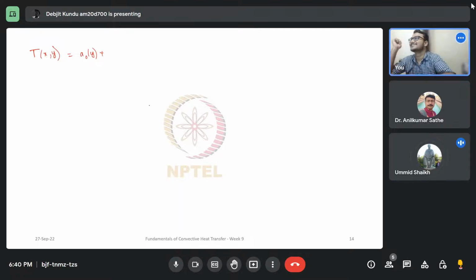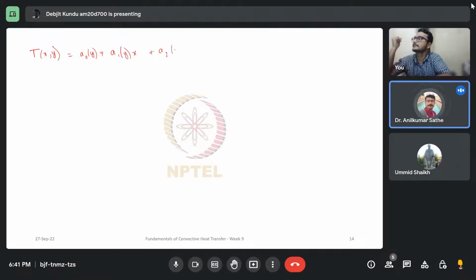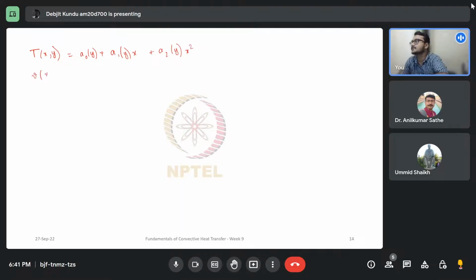We took something like this for the temperature profile, and for the velocity profile also similar. Similarly, we took some P1 plus P1 of yx plus P2y square and P3y. This is Q. So what actually limits us up to the third order or fourth order is something else. That is the number of boundary conditions that we have available.